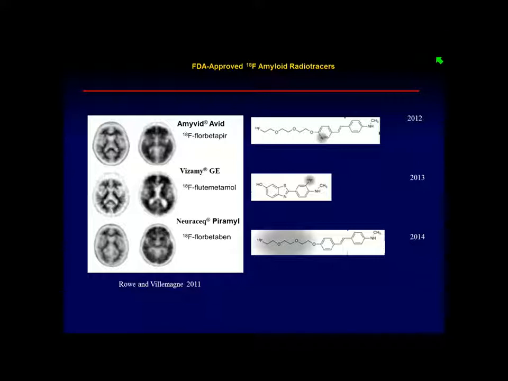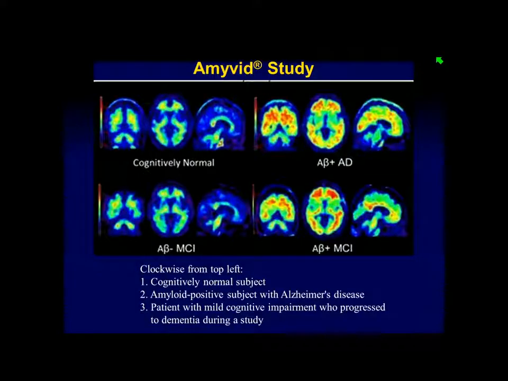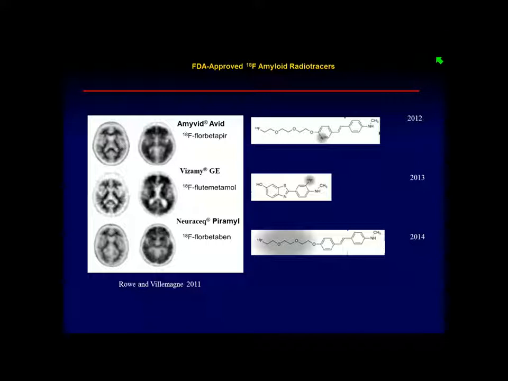These are the 3 agents. I won't really discuss them in great detail, but they all look very much the same, and they are approved essentially for the same thing. So Amyvid, Vizamyl, and Neuraceq are the 3 approved agents. The one real difficult thing for the PET industry as a whole was when these 3 agents came on the market, CMS won't reimburse for them.